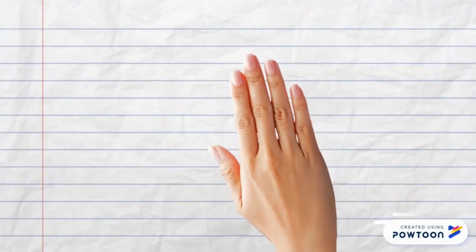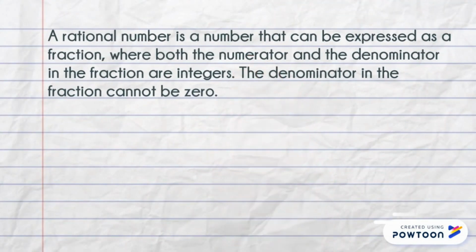But what is a rational number? A rational number is a number that can be expressed as a fraction, where both the numerator and the denominator in the fraction are integers. The denominator in the fraction cannot be 0. The definition of a rational number can be written like this.